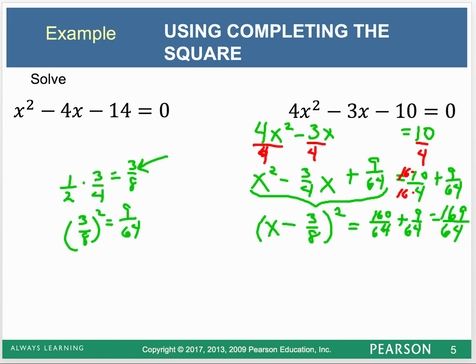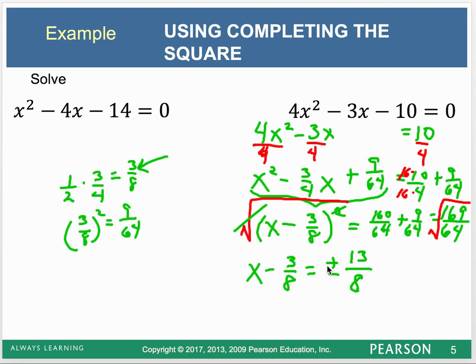All right, now we're going to square root both sides. Now that it's set up to use the square root method, square root, square root. That means this is going to cancel, and we're left with x minus 3/8 equals, don't forget your plus or minus, right? Plus or minus. Square root of 169 is 13. Square root of 64 is 8. Linear equation. All we have to do is add 3/8 to both sides.